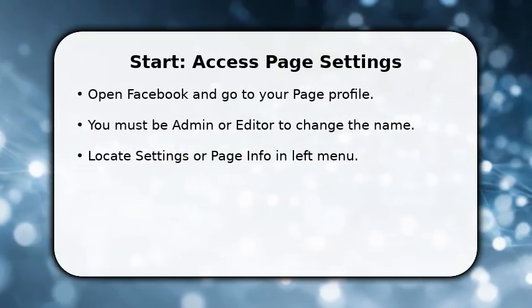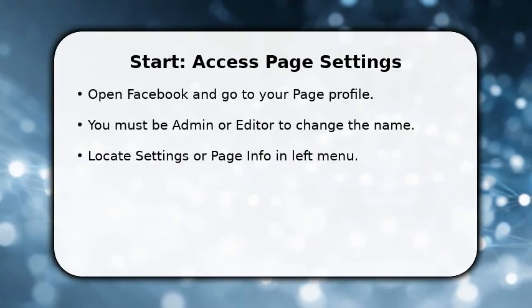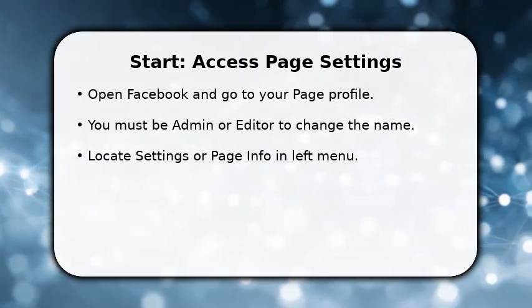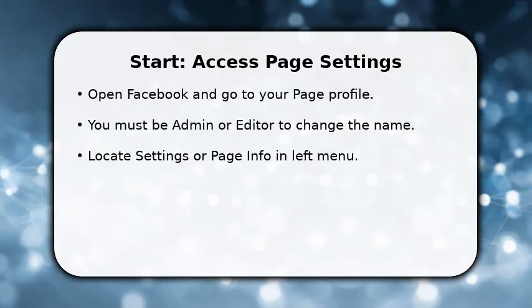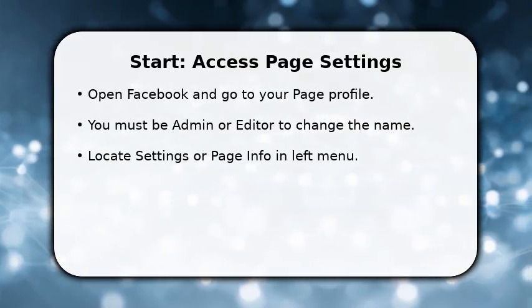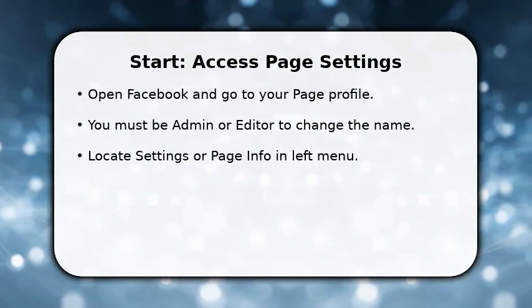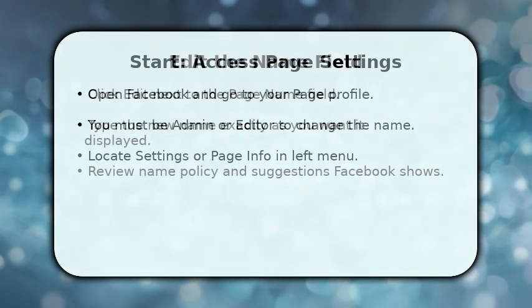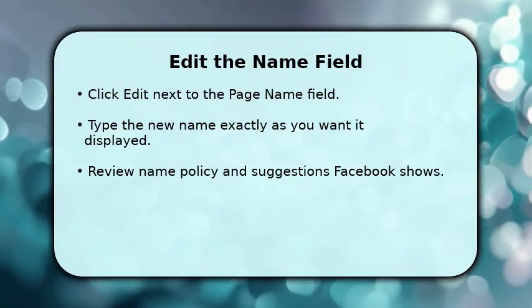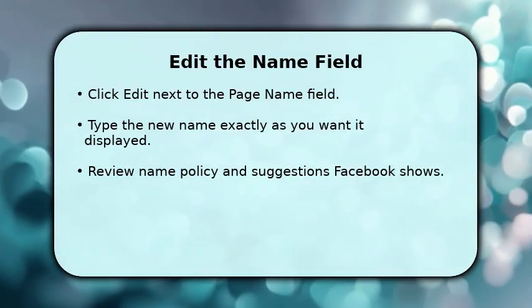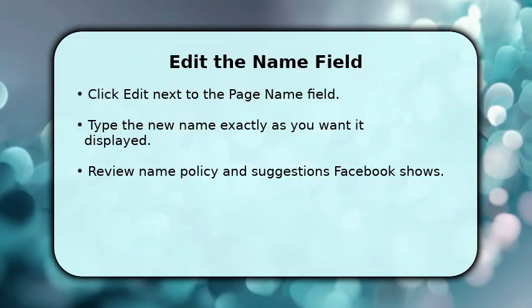Make sure the new name follows Facebook's guidelines for authenticity and no misleading punctuation, since that's a quick reason edits get denied. Now click Edit beside the page name. You'll see a text box ready for the new title. Type the new name exactly as you want it to appear, keeping capitalization and spacing intentional because Facebook preserves formatting.